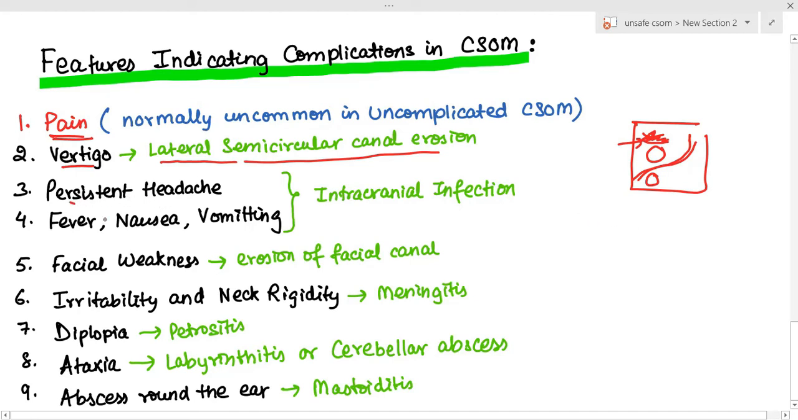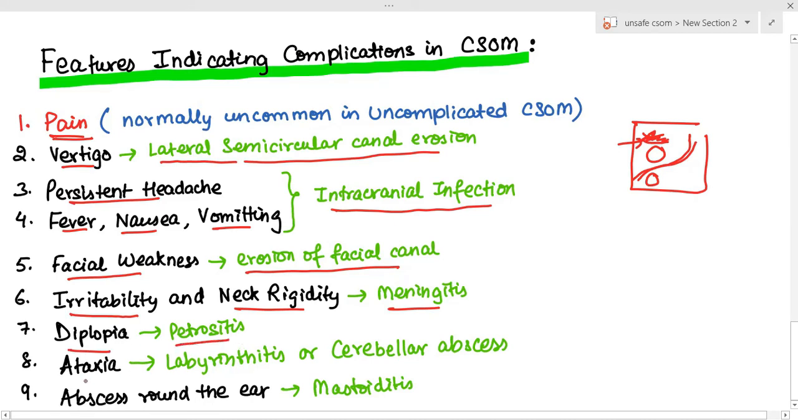Okay, so persistent headache, fever, nausea, vomiting suggest intracranial infection. Facial weakness again suggests erosion of the facial canal, the fallopian canal in which the facial nerve runs. And irritability and neck rigidity suggest meningitis. Diplopia suggests petrositis. Sorry. Ataxia suggests labyrinthitis or cerebral abscess, and abscess around the ear suggests mastoiditis. Okay, these are some of the features which suggest complication in CSOM.